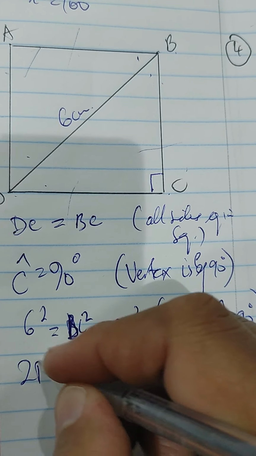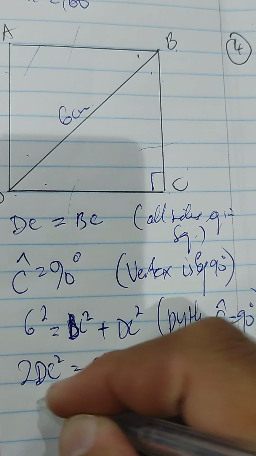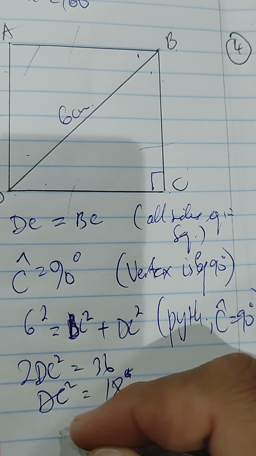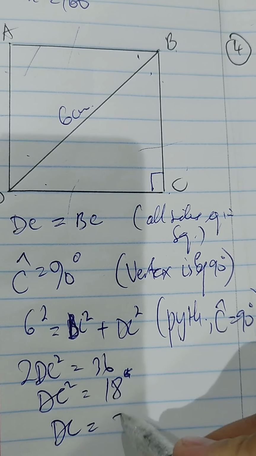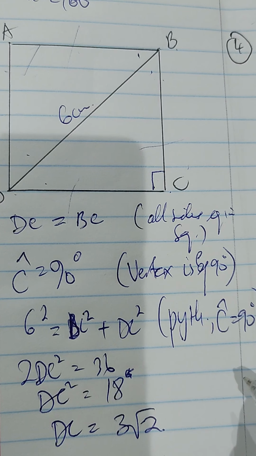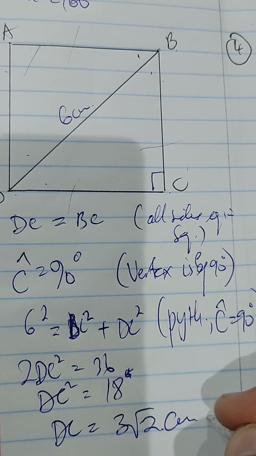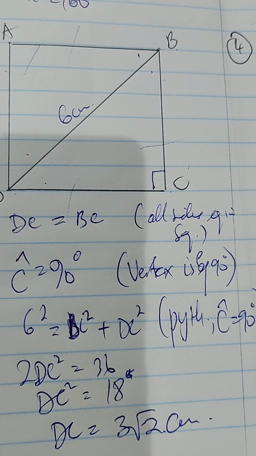Okay, so 2DC squared is equal to 36. DC squared is equal to 18. So DC, the square root of 18, is going to be 3 root 2. Since they started off with centimeters, I'm going to say 3 root 2 centimeters there.